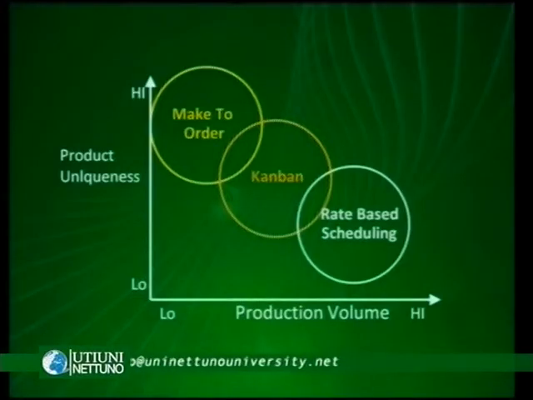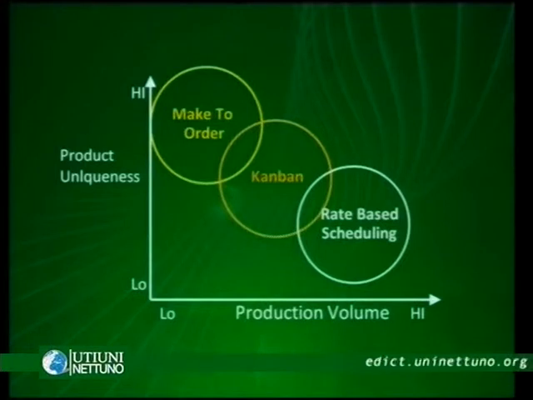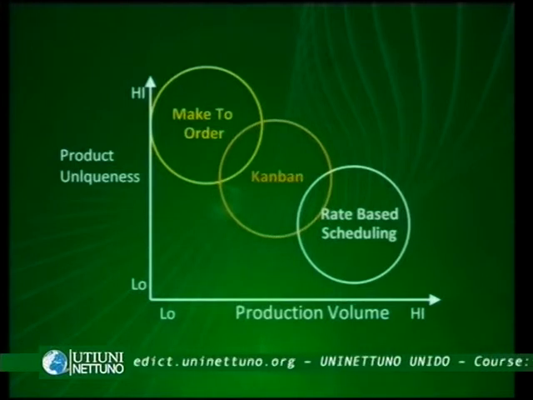But in general, if your product uniqueness is high and your volumes are low, a make-to-order system is the most appropriate. If your volumes are high and your uniqueness is low, rate-based scheduling is the most appropriate. And in the middle ground, Kanban can be very helpful and appropriate.